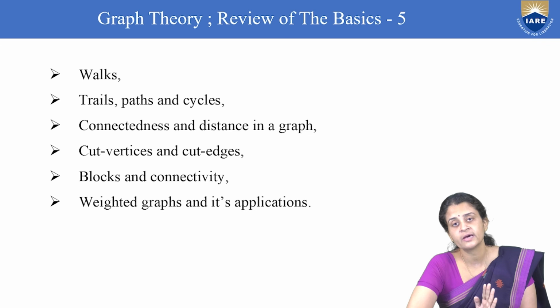If we can find a path between any pair of distinct vertices, then we call those vertices connected. And if every pair of vertices in a graph is connected, then we term the graph a connected graph. Then we have seen what is a cut vertex and a cut edge. If the removal of a vertex disconnects the graph, then we call that vertex a cut vertex. Similarly, if the removal of an edge disconnects the graph, then we call that a cut edge.